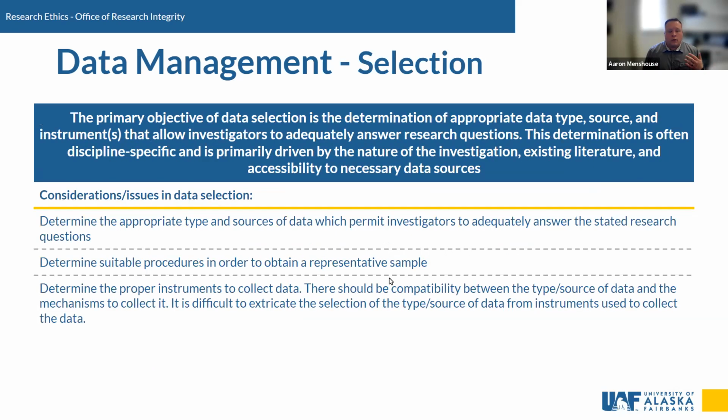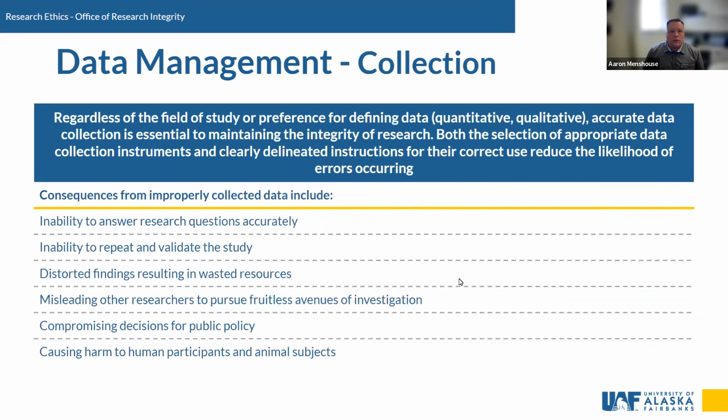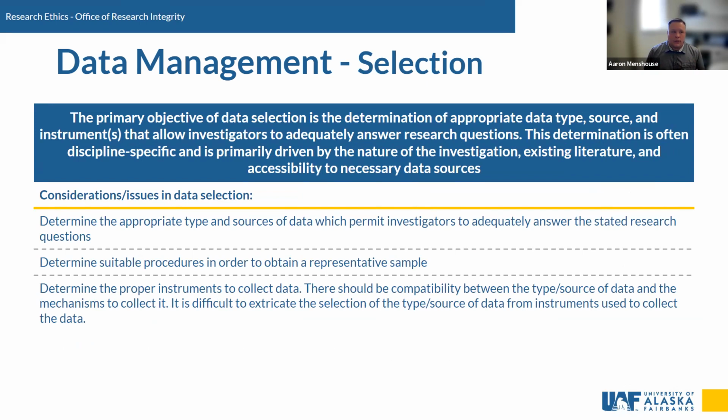So first, we're going to discuss selection. This is the process of determining our appropriate data type and source, and also the type of instruments we're going to use to collect the data. Some of the questions that we need to ask ourselves when we're selecting our data is: what are the research questions that we're trying to answer? What's the scope of the investigation? What has previous literature in this particular area said is the most appropriate data to collect? And then maybe what kind of data type should be considered? Is it qualitative? Is it quantitative? Should it be a combination of both?